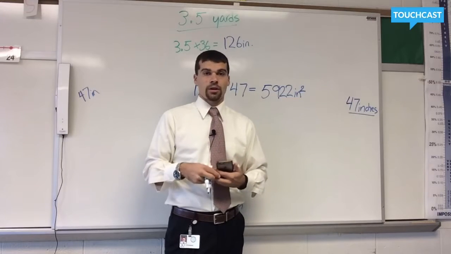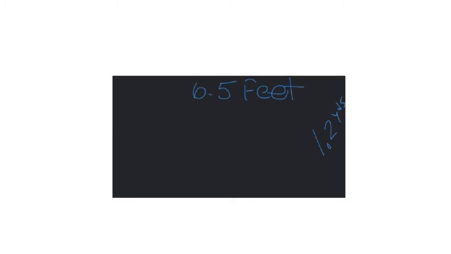Let's take another look at a practice problem. For our first problem, we have a rectangle. One side has 6.5 feet, the other one has 1.2 yards. What I would like you to do is find the area of this rectangle. Pause the video, take your time to show your work. You may use a calculator and your conversion chart, and play the video when you're ready to see the work.